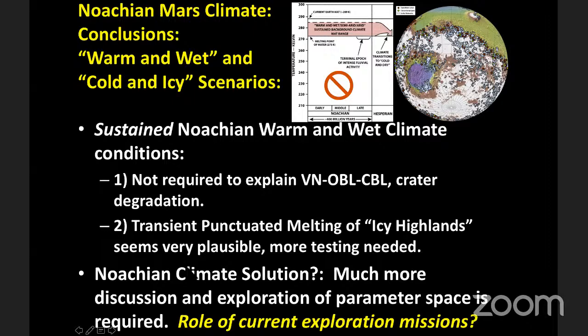So what's the Noachian climate solution? Well, much more discussion and exploration of parameter space is required. And at the end, I'll have my email address. Let's be clear here: we need all the help we can get on this. I encourage you to send me an email if you see something you think might be useful, or you'd like to collaborate on, or have some insights, et cetera, or have students who would like to work on some of these aspects. I'd be happy to talk to you and help out.